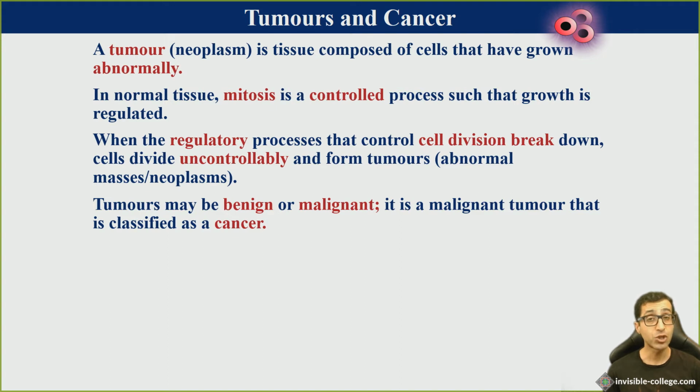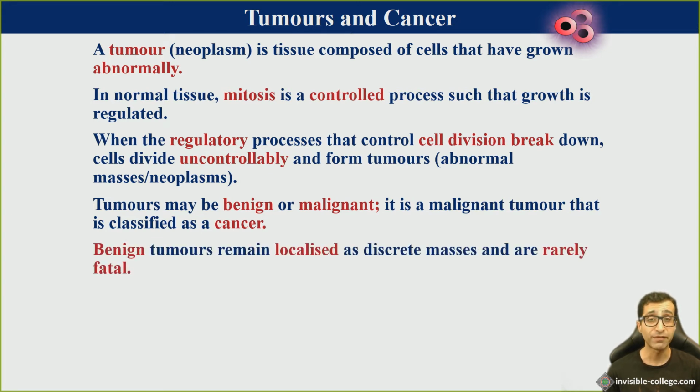As such, benign tumours are very rarely lethal, but they can be, because as we'll see, they can press on surrounding structures, and this in turn can lead to serious conditions, particularly inside the skull and other areas where the movement of the surrounding healthy tissue is restricted. So benign tumours tend to remain localised as discrete masses and are rarely fatal.